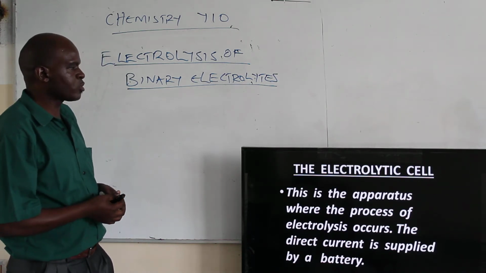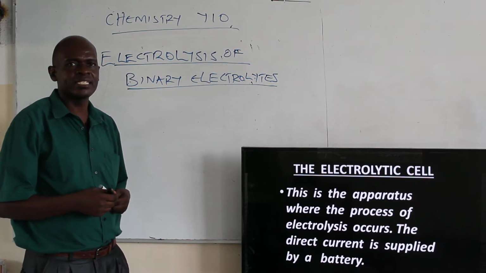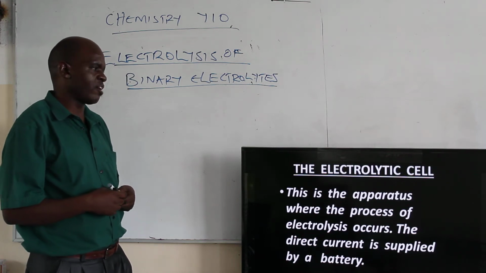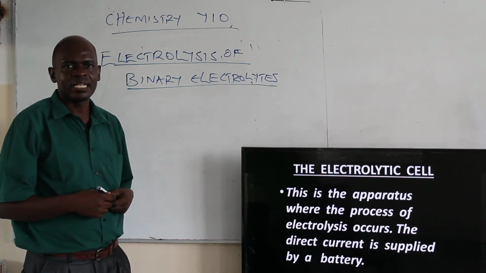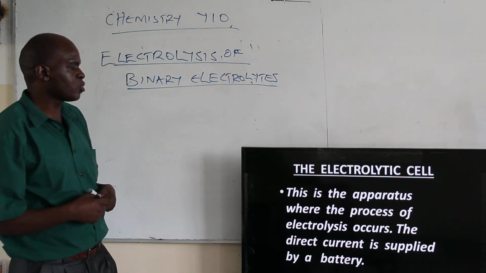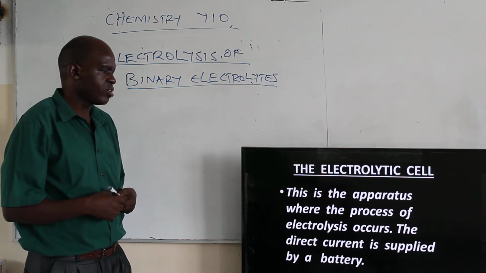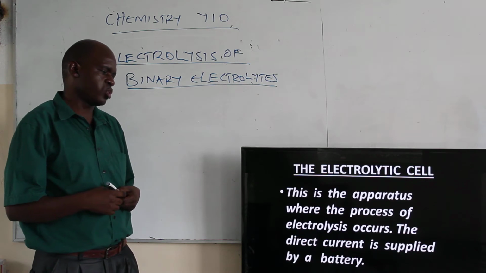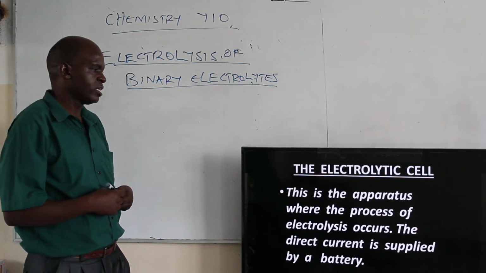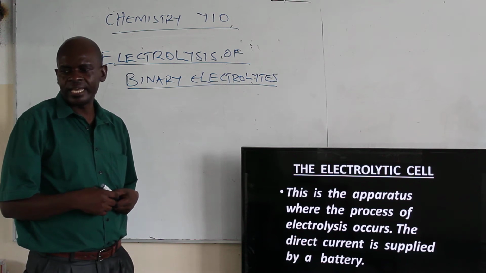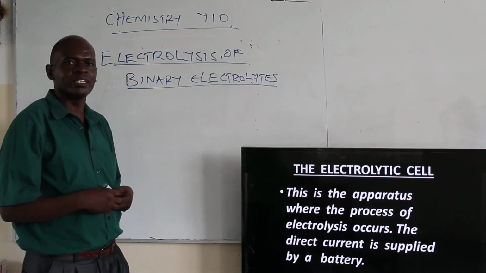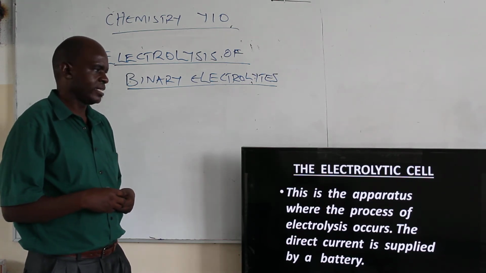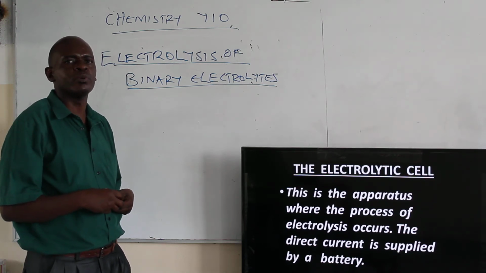But for us to be able to study the passage of an electric current and the decomposition of the ionic compound using the current, we need to understand that we have what we call the electrolytic cell. The electrolytic cell is the apparatus where the entire process of electrolysis occurs. It supplies the direct current inside the system. The direct current is supplied by a battery. It is the source of that particular current that makes the entire process of electrolysis possible.